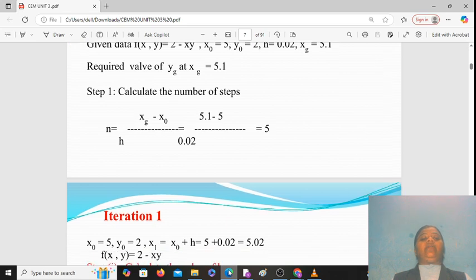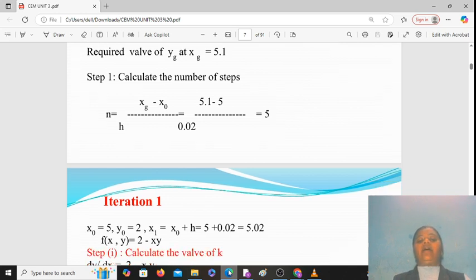Now we calculate step 1. In step 1, calculate the number of steps. N is equal to (xg - x0) divided by h. In the given problem, xg, x0 and h are given. The value of xg is 5.1, minus x0 which is 5, divided by h which is 0.02. We calculate n is equal to 5.